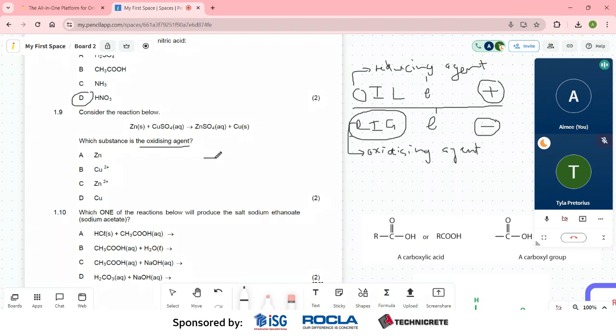So zinc as a solid starts off with a neutral charge. And on the other side, it's in a bond with ZnSO4. Okay, so now we need to determine what is the charge of zinc on the right-hand side of the equation. Zinc has a neutral charge, or no charge, on the left-hand side, but we need to determine its charge on the right-hand side so we know, has it lost or has it gained electrons?